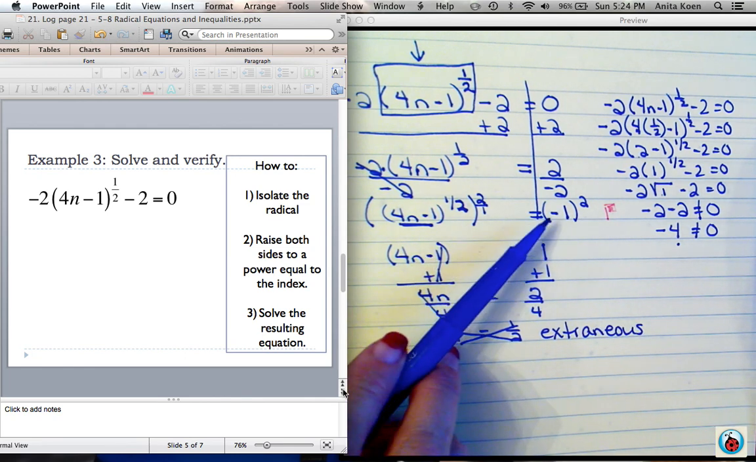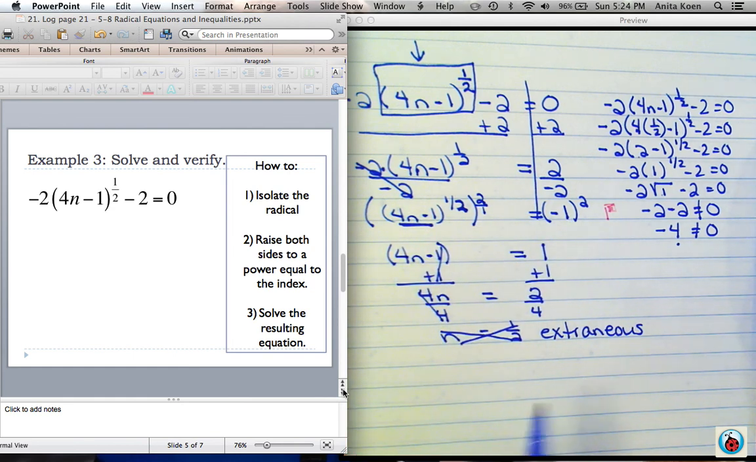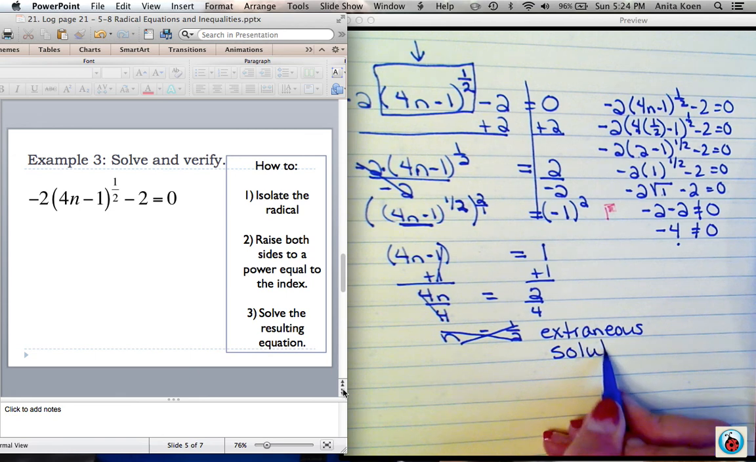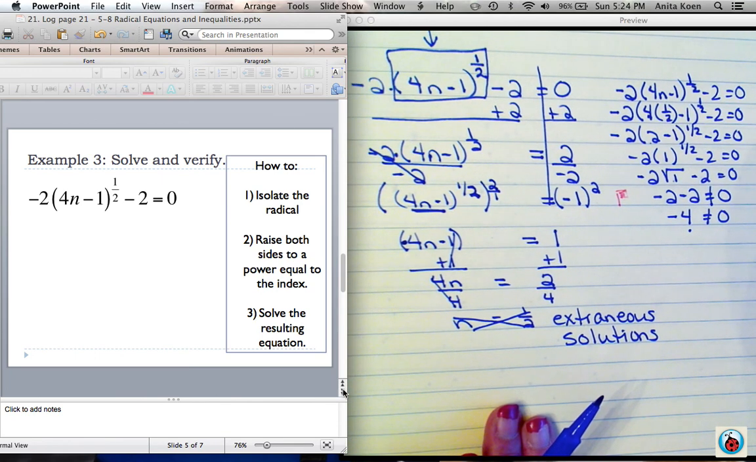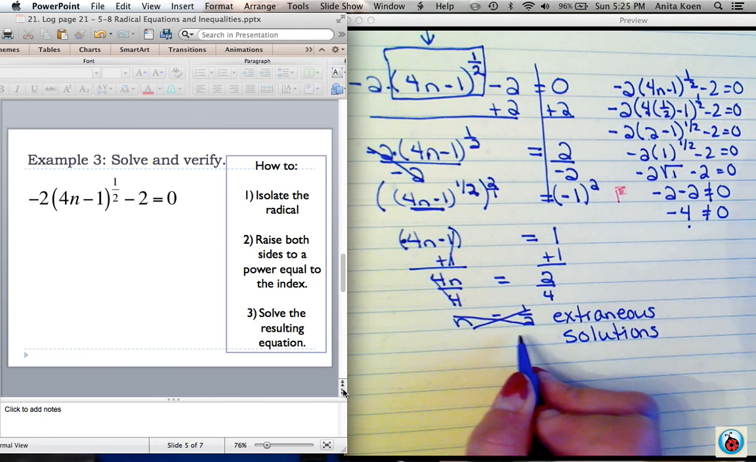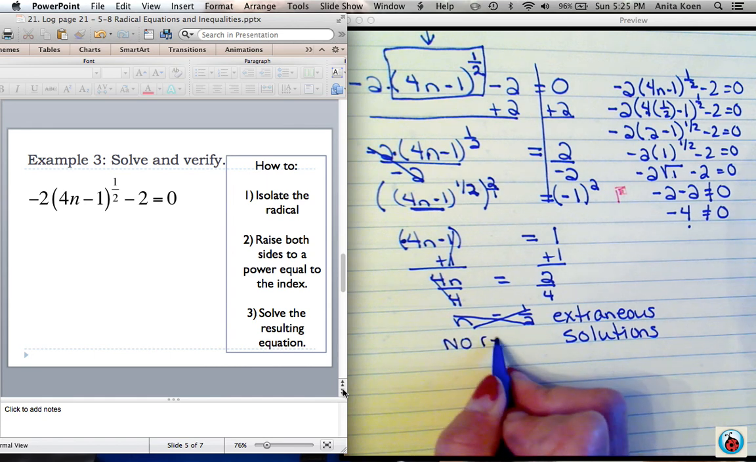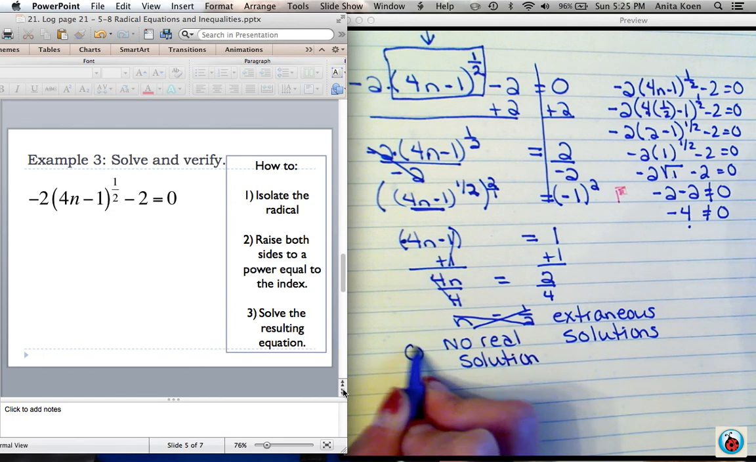And when you raise both sides of an equation to a power, you run the risk of finding extraneous solutions. These are solutions that will solve this equation, but not necessarily solve the top equation that we started with. When you have an extraneous solution and it doesn't work, and there's no other solution to choose from, then you say no real solution. And again, if you want to use this symbol, you can.